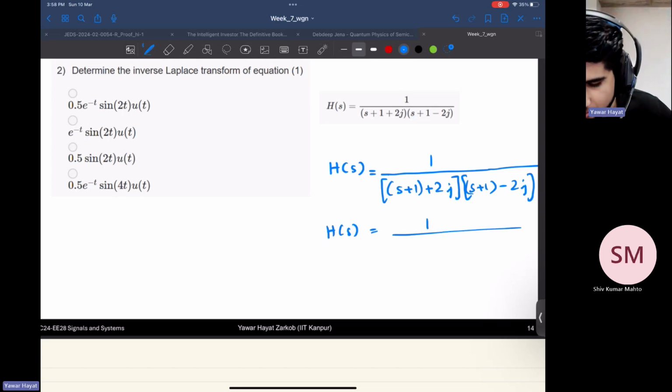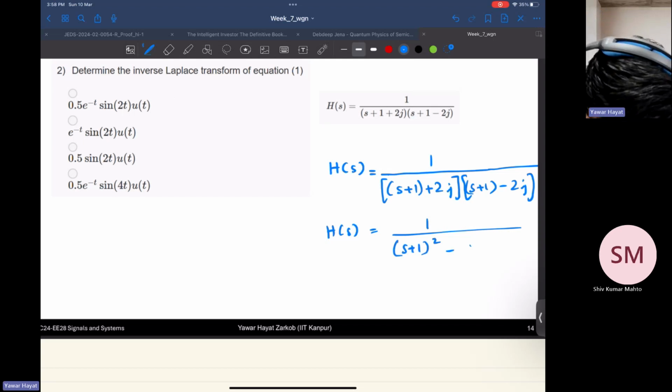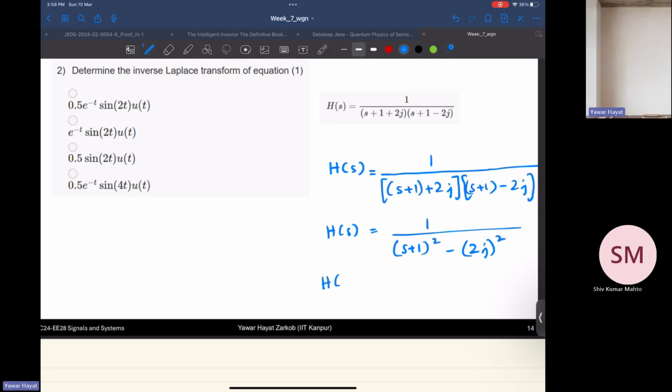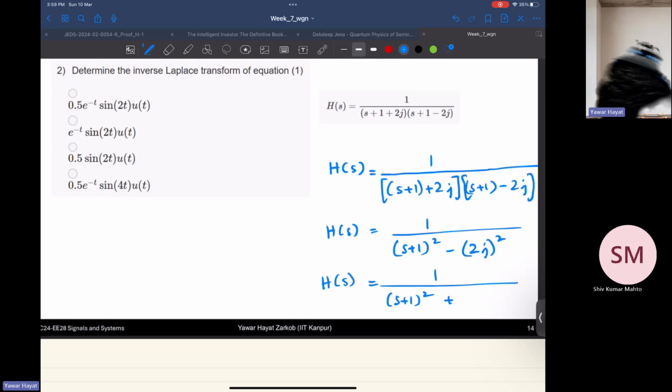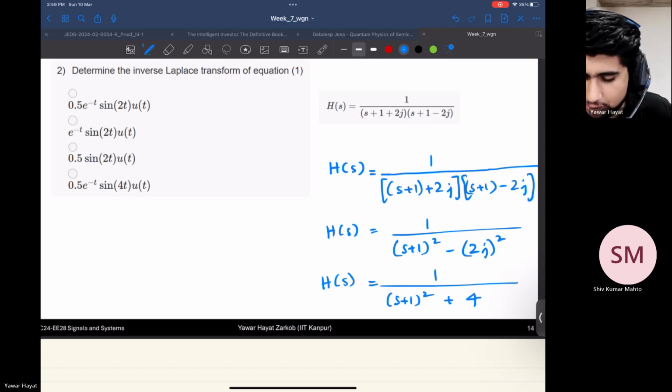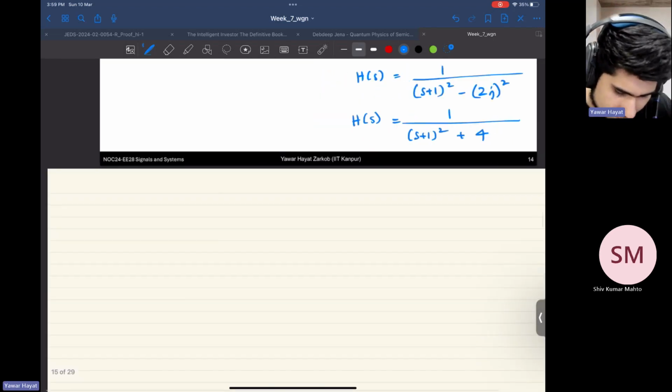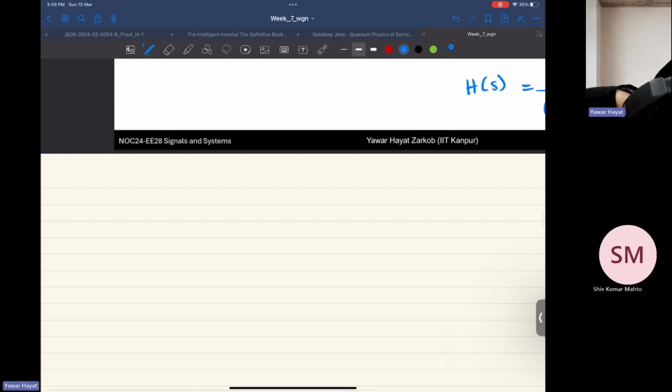The denominator is of the form A plus B into A minus B, right? So A square minus B square. What does A square minus B square give? S plus 1 square minus 2j square. Right. So then this H of s would be divided by s plus 1 square plus 4. Right. So let me start from that technique.